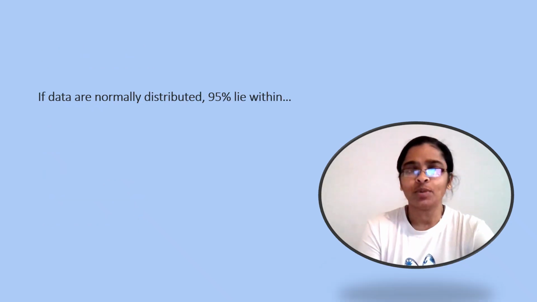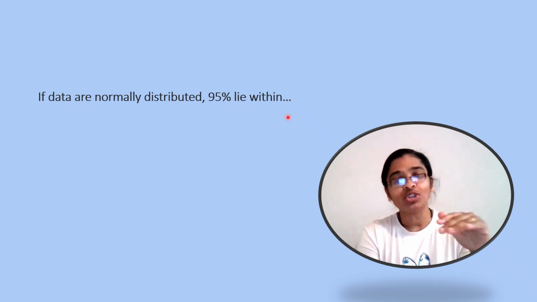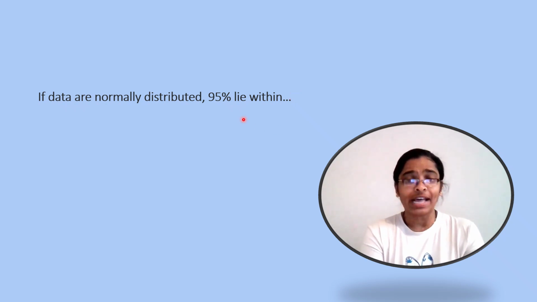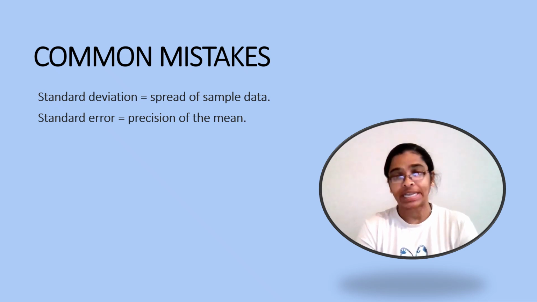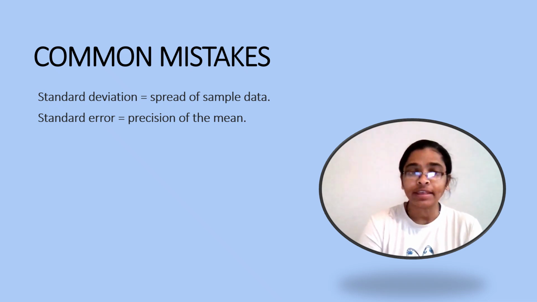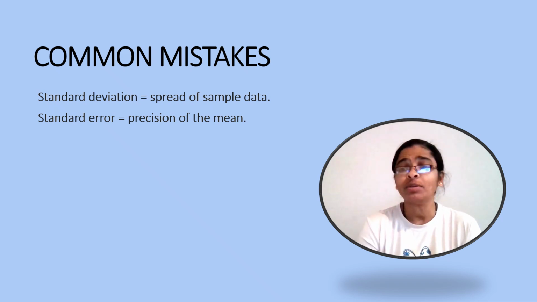Now, another classic question could be: if data are normally distributed, 95% lie within what? Refer to the normal distribution bell curve, and the answer would be mean plus or minus 2 standard deviations. Don't confuse standard deviation with standard error. Standard deviation means the spread of the sample data, while standard error means the precision of the mean. That is a favorite paper B trap. Remember this.